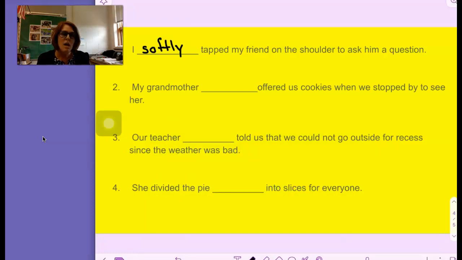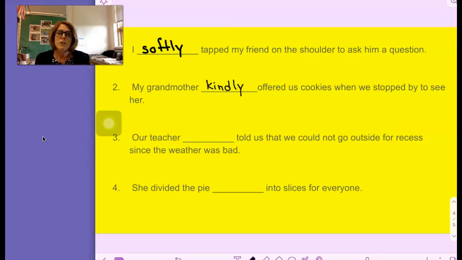Number 2. My grandmother blank offered us cookies when we stopped by to see her. What word could we put in there that would make sense? My grandmother, how did she offer us cookies is a question you could ask yourself. Kindly offered us.